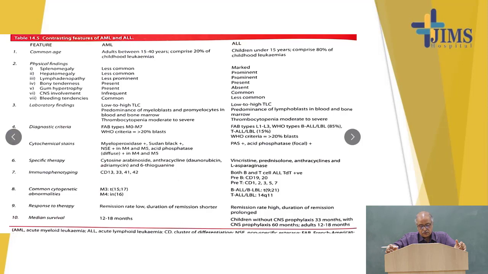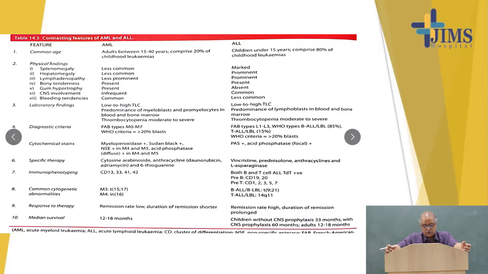Bleeding tendency is very common in AML and less common in ALL. Laboratory findings: low to high TLC count on both sides, predominantly myeloblasts, promyelocytes and other myeloid precursor cells in AML, but in ALL you will get lymphoblasts in the bone marrow and the peripheral blood. Thrombocytopenia can be present in both cases. Diagnostic criteria: FAB classification in myeloid leukemia is M0 to M7, here it is L1 to L3. In WHO criteria, the cut-off point in both AML and ALL is greater than 20%. Cytochemical stains myeloperoxidase, Sudan black and NSE are positive in AML, but not in ALL. In ALL, PAS is positive and acid phosphatase is positive.